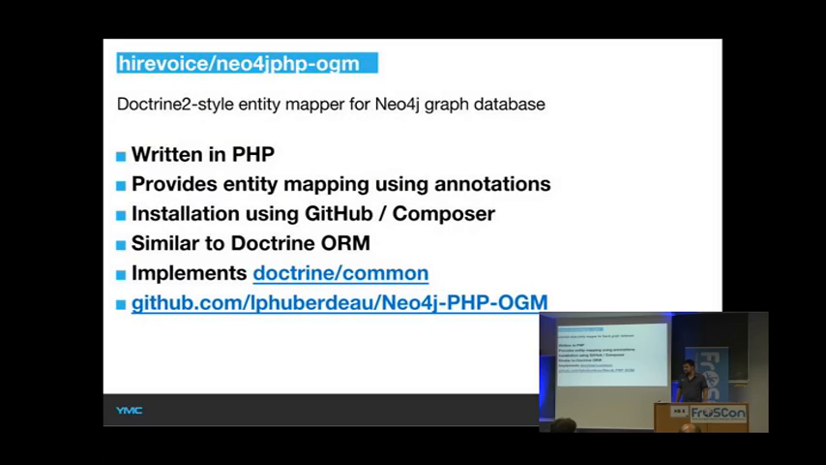Okay, maybe this is a bit too low level. So who of you knows the Doctrine library? Okay, so we can use the Neo4j database like we can use MySQL with Doctrine. This library is called HireVoice Neo4j PHP OGM, OGM for Object Graph Mapper. And this is a Doctrine 2 style entity mapper for Neo4j graph databases.